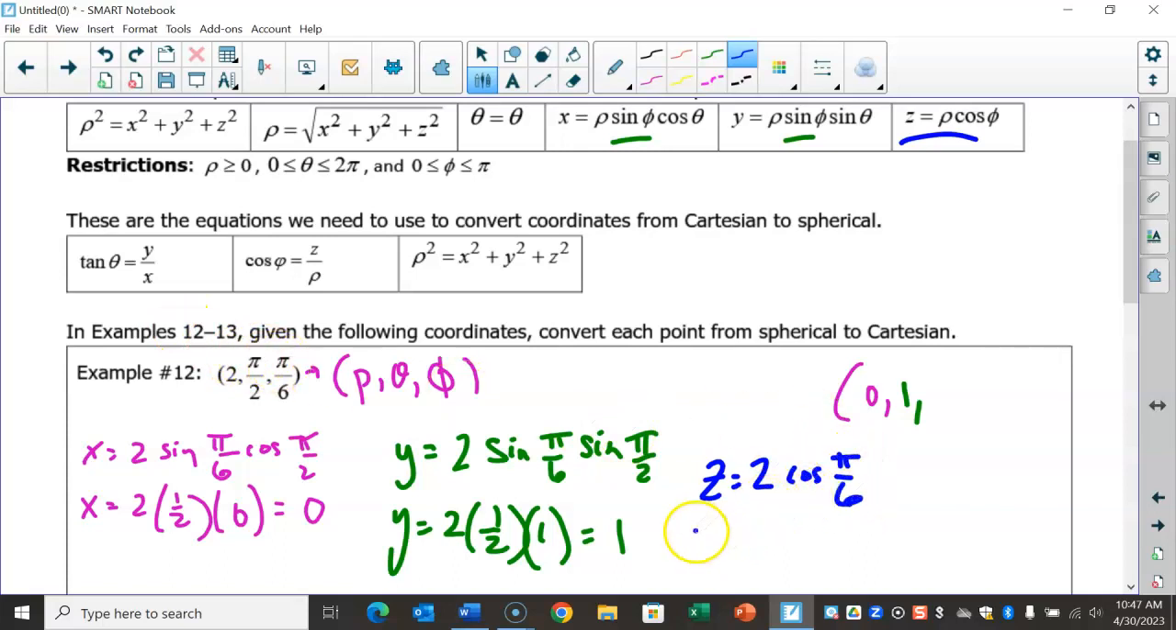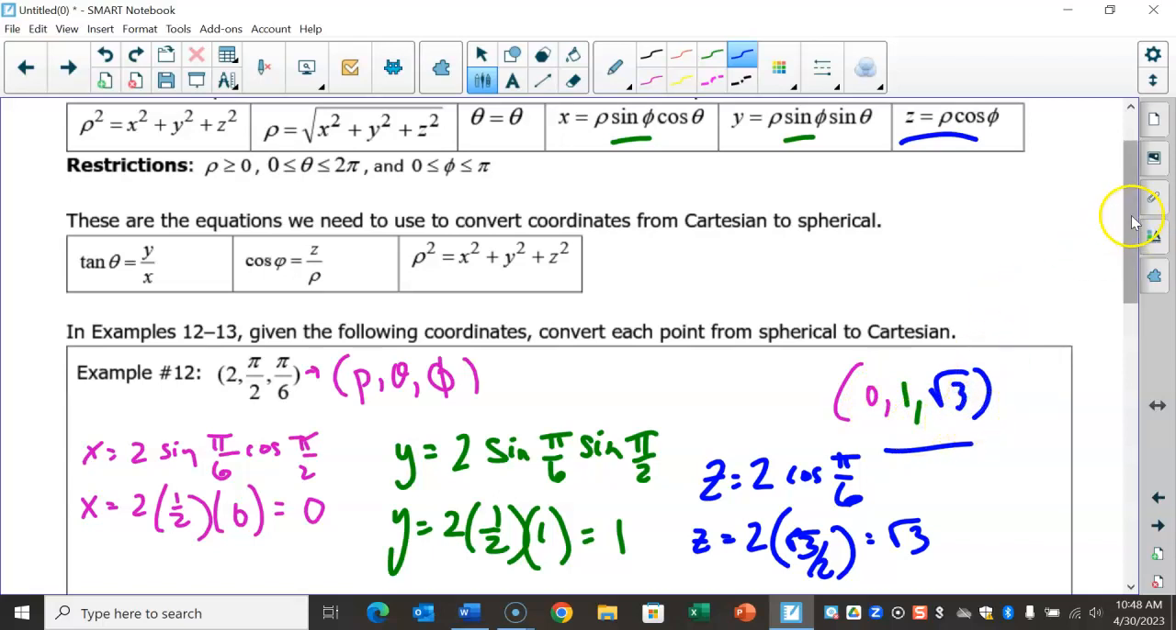And so we're going to take z is equal to 2 times cosine of pi over 6. Cosine of pi over 6 is the square root of 3 over 2. And so when we simplify this down, we're going to get the square root of 3. And our final answer for this problem is simply going to be 0, 1, the square root of 3.